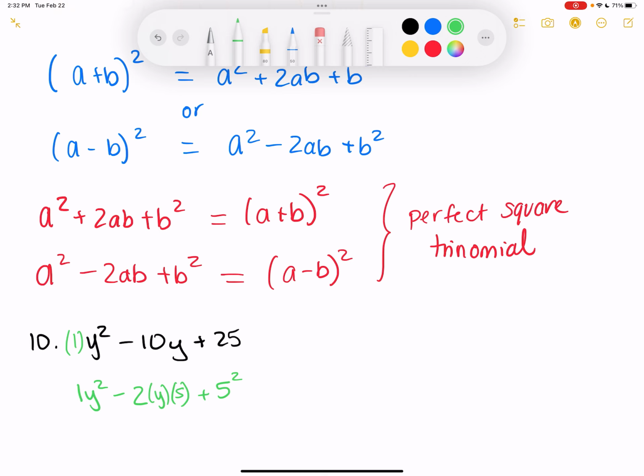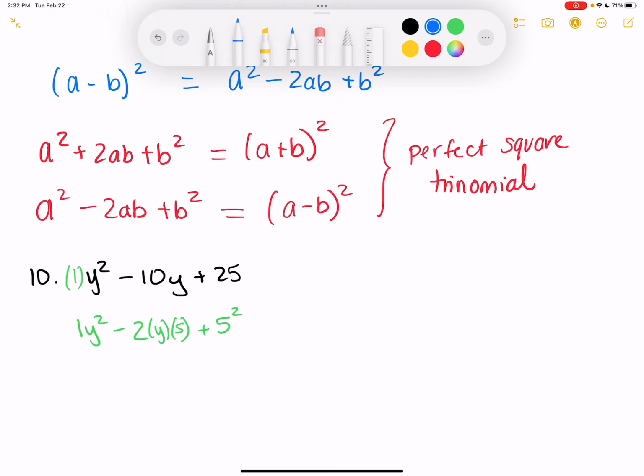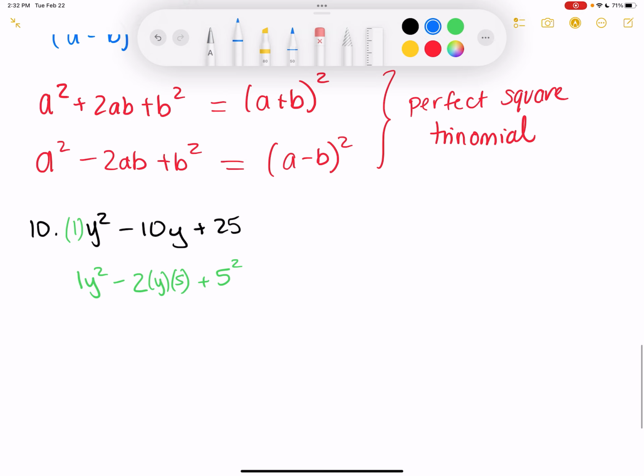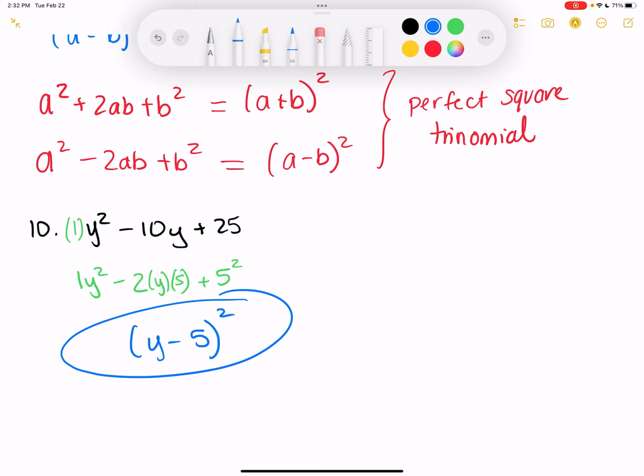So that clues me in right there that it's a special type. Again, this section tells you that it is. I'm just showing you on this first one why it is. So then this factors into whatever this middle sign is, that's what the sign ends up being. So that's going to literally just factor into y minus 5 squared. If you recognize it's a special type, you don't have to show anything but that right there.